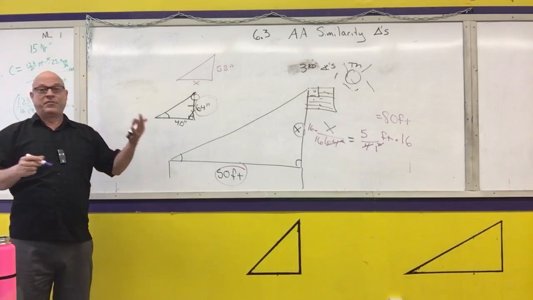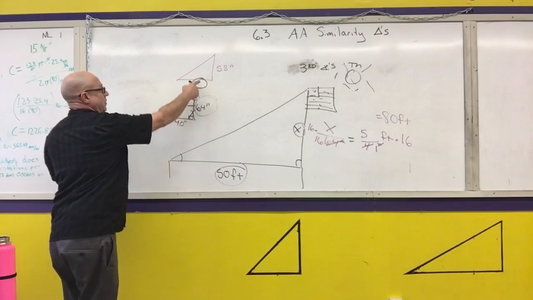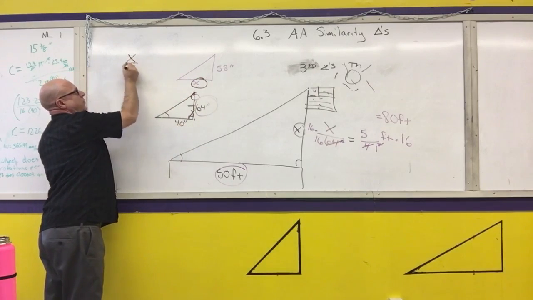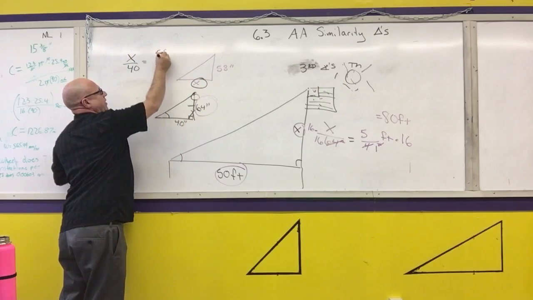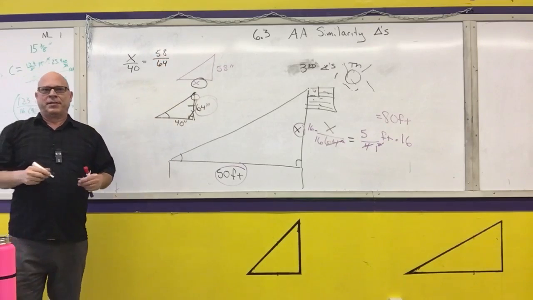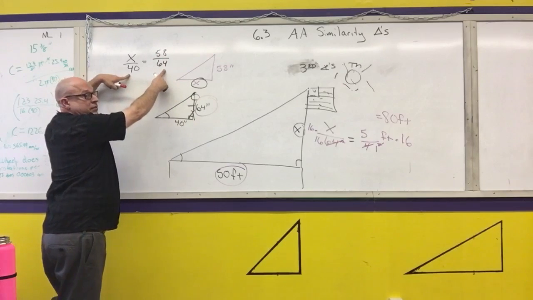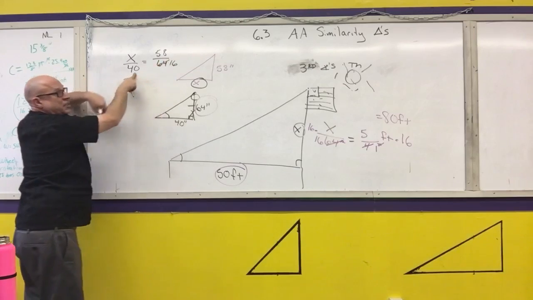Well, what did I say? The first thing to do is figure out where your X is. Good. So bottom over bottom, X over 40 equals right over right, 58 over 64. So first thing I'm going to do is the simplification. I see that 4 goes into both of these. 4 goes into this one 16 times. 4 goes into this one how many times?